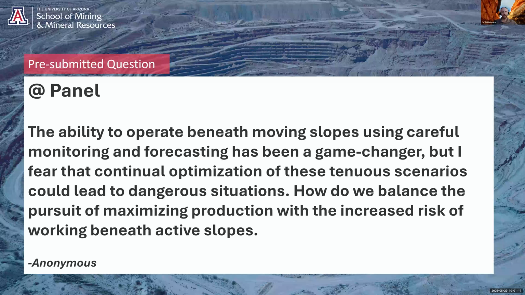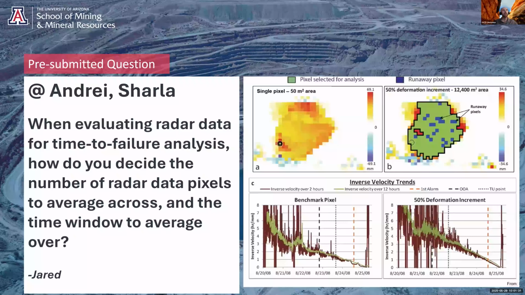All right. Fantastic discussion. Thank you. All right, we're going to move to a little bit more of a technical question. We'll start with Andre and Charla for this one and then open up to the panel. It's about radar, and I think Charla may have touched on this point in her answer to the previous question. When evaluating radar data for time to failure analysis, how do you decide the number of radar data pixels to average across and the time window to average over?